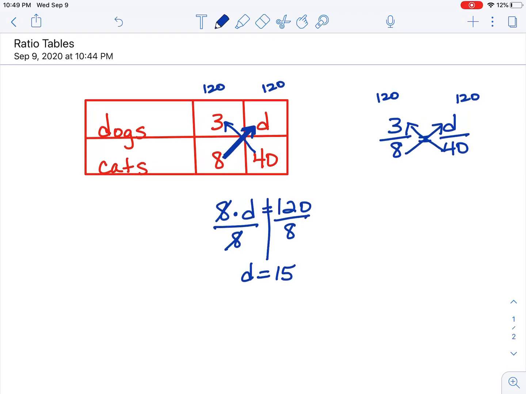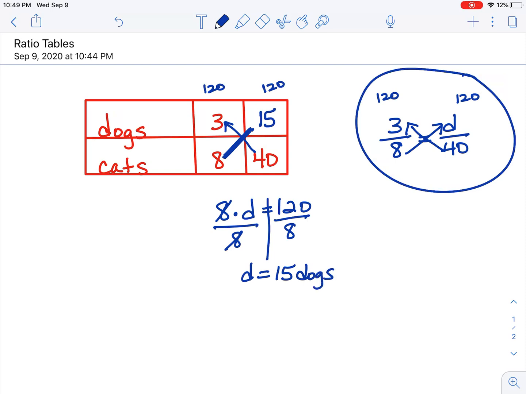Now, when we did them like this, they didn't have any meaning. That's not just 15 now. That 15 would go right here. So that stands for 15 dogs. D, the variable D, stands for dogs. The variable has meaning now.